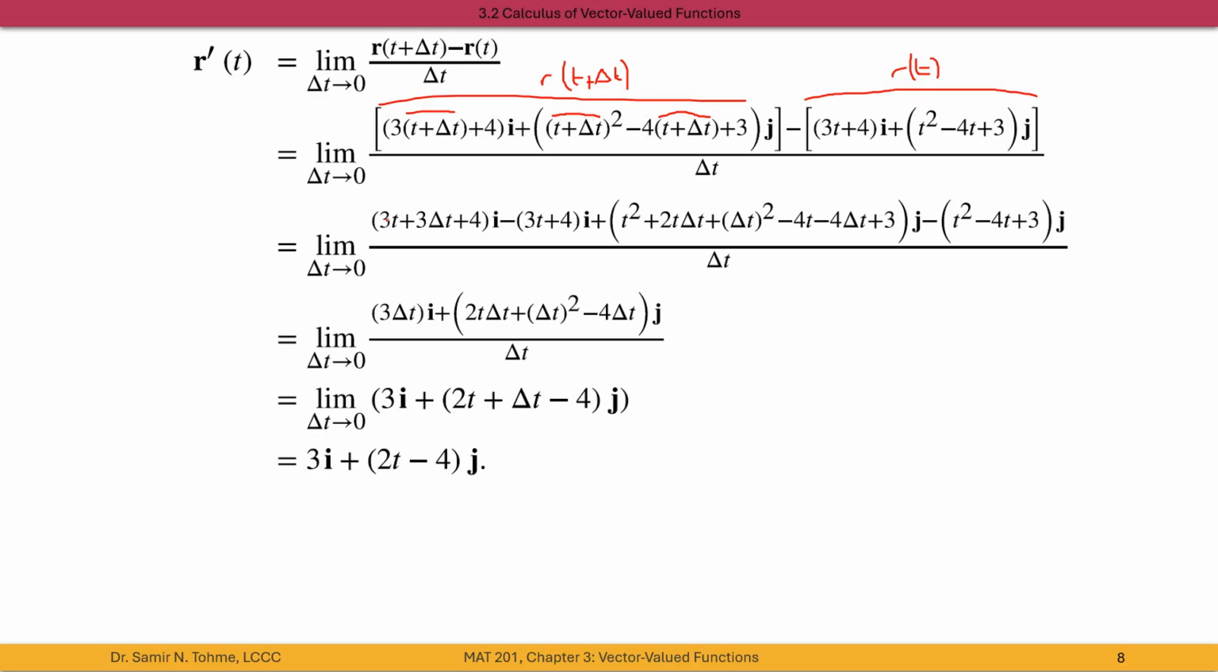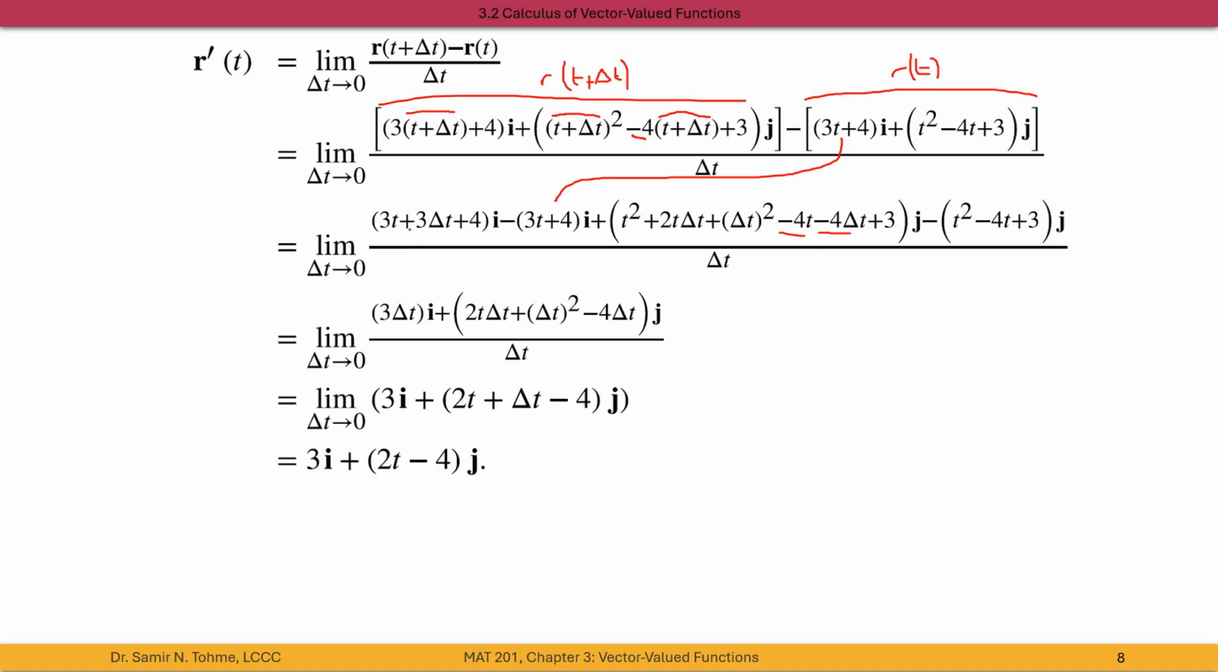So we expand: 3 times t is 3t, and 3 times delta t is 3 delta t. Now, this is multiplied by the i unit vector, and we also have minus 3t plus 4. This comes from here. And we will combine j together now. Expand t plus delta t and you get this one over here, and minus 4 times t is minus 4t, and minus 4 times delta t is minus 4 delta t.